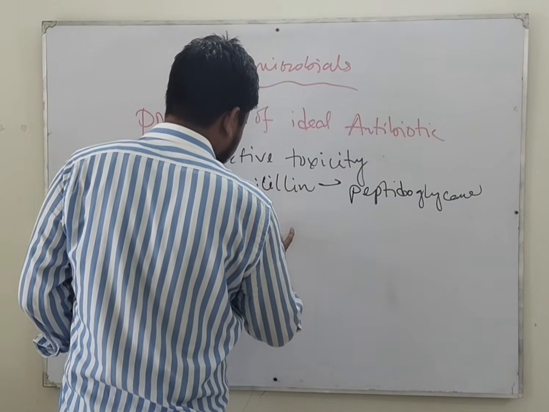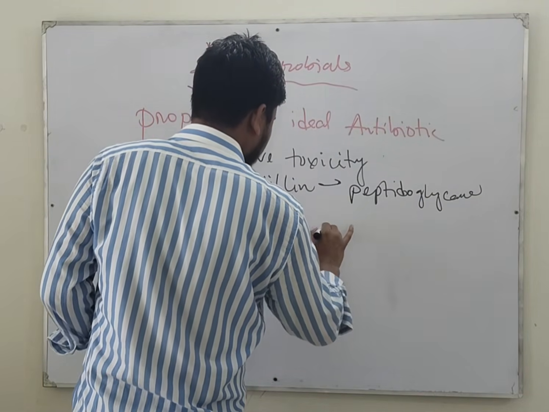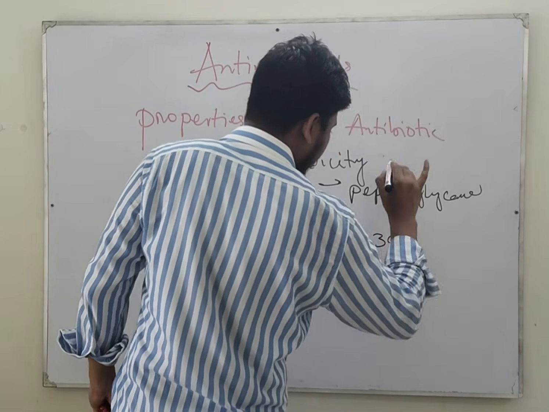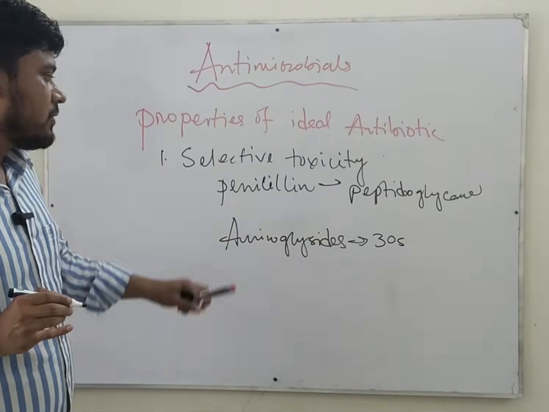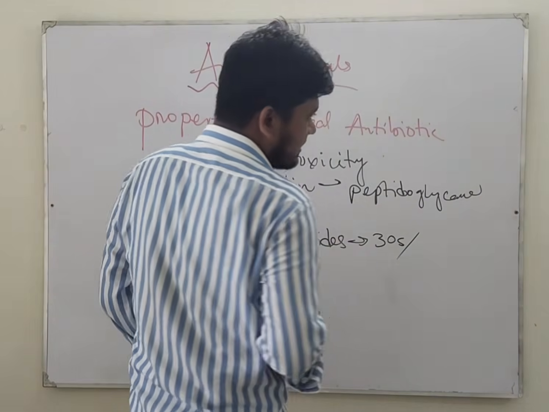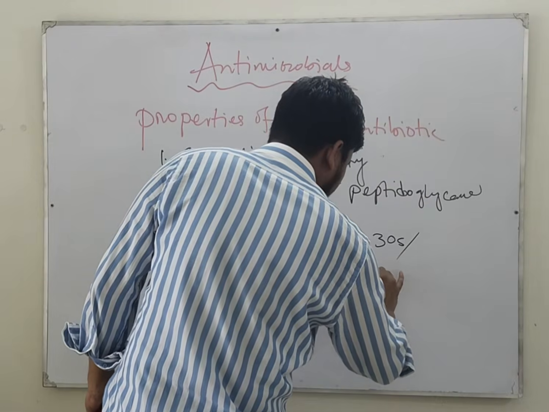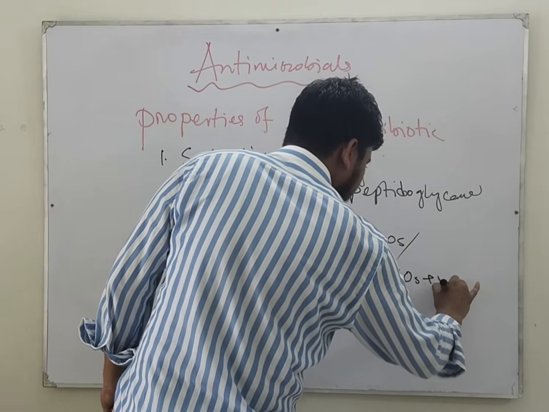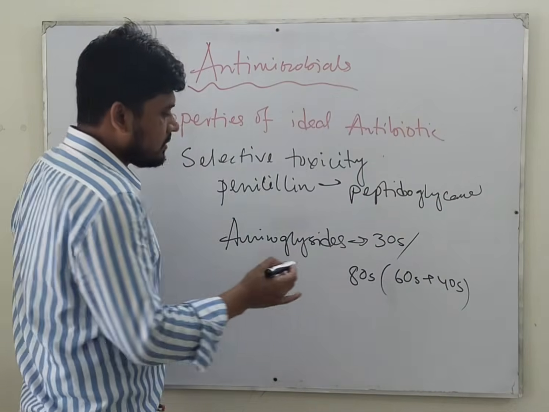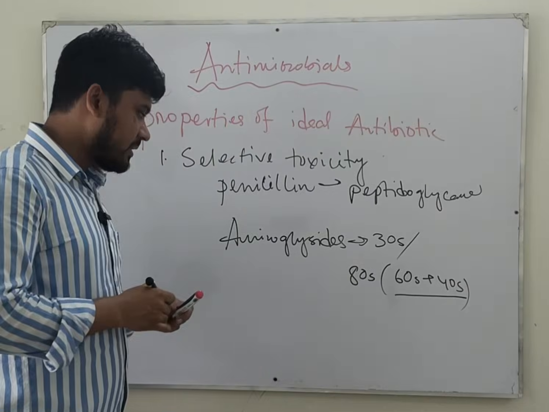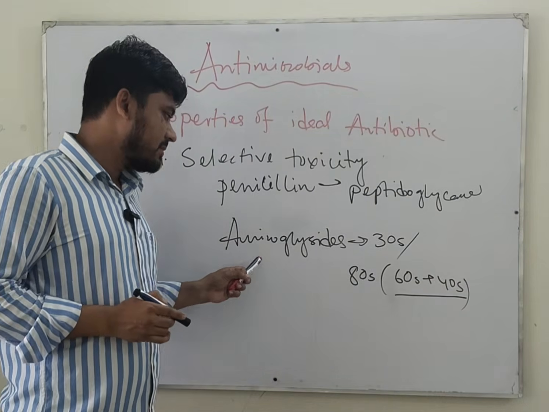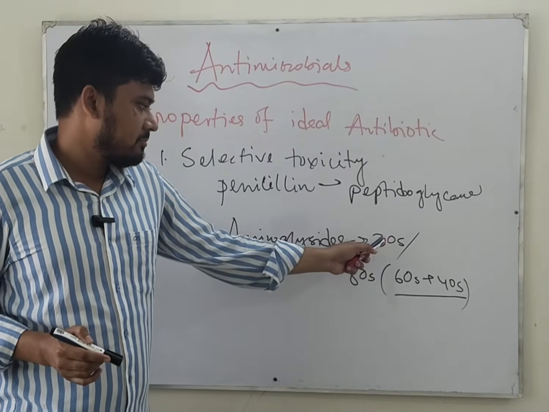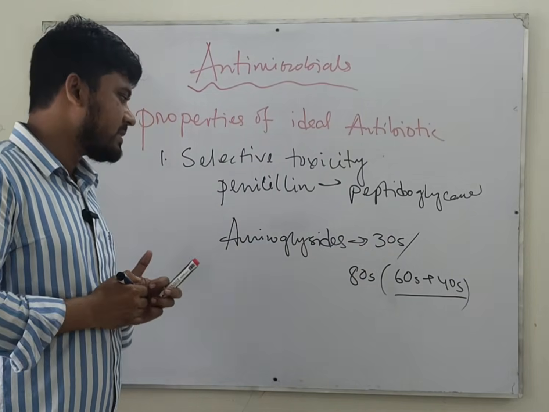Similarly, aminoglycosides inhibit protein synthesis by acting on the 30S ribosomal subunit, but in human cells there is no 30S subunit. The human ribosome is 80S and its subdivisions are 60S plus 40S. That's why aminoglycoside doesn't act on human cells. They only destroy microorganisms by acting on the 30S ribosomal subunit.